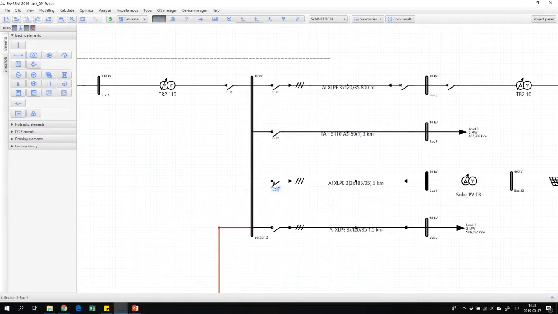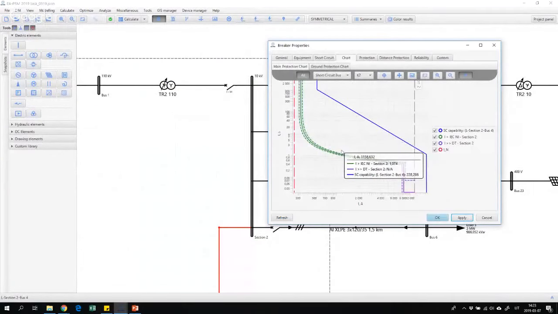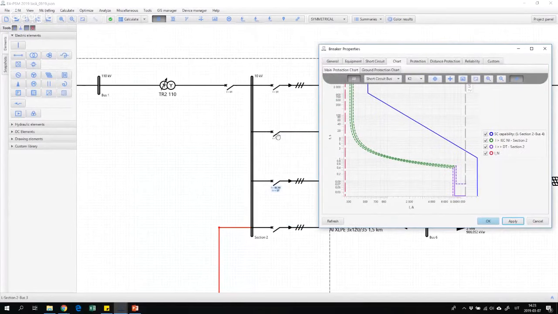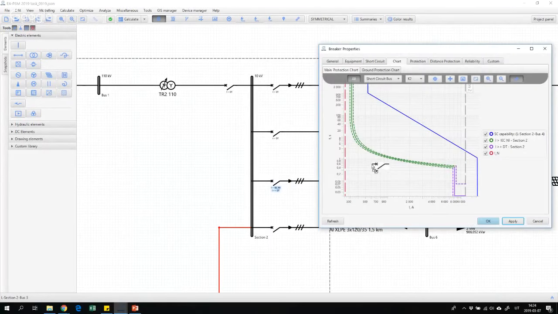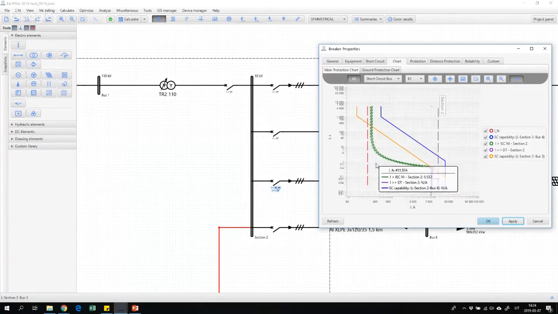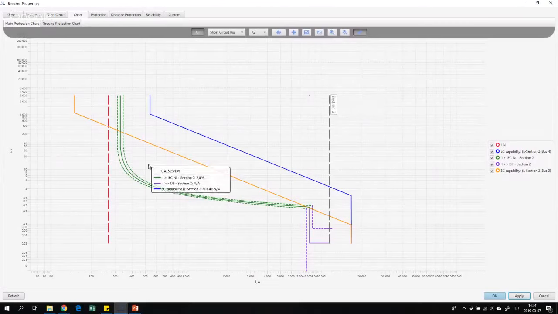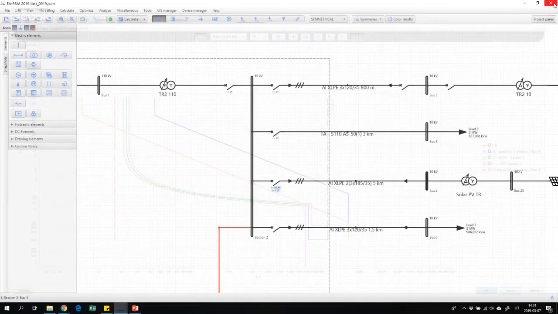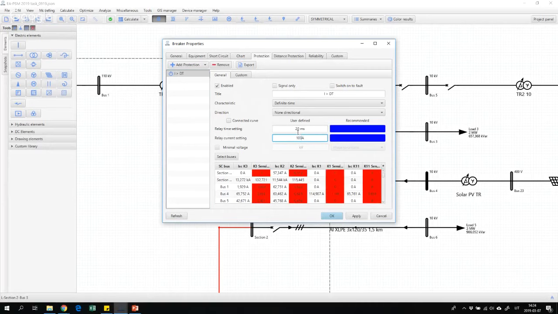To do this, we need to be capable of putting more than one curve in the same plot to analyze selectivity. So, for example, I just add the protection devices here. Okay, I see that this particular breaker does not have any protection device currently. Probably there is only the overcurrent protection device with zero current setting. So this was the problem.